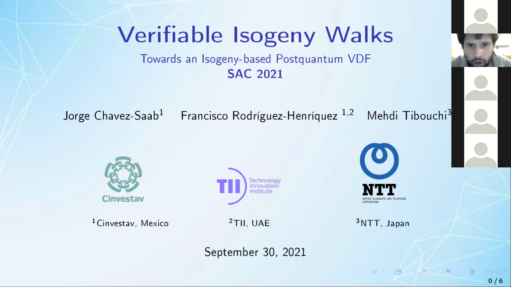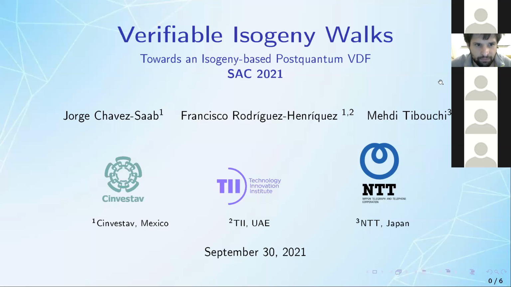Okay, thank you. So the next talk is by Jorge Chavez Saab, Francisco Rodriguez Henriquez, and Mehdi Tibushi, and it's called Verifiable Isogeny Walks Towards an Isogeny-Based Post-Quantum VDF. And Jorge is going to give the talk. So the floor is yours.